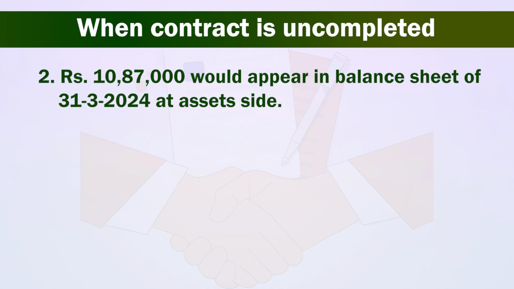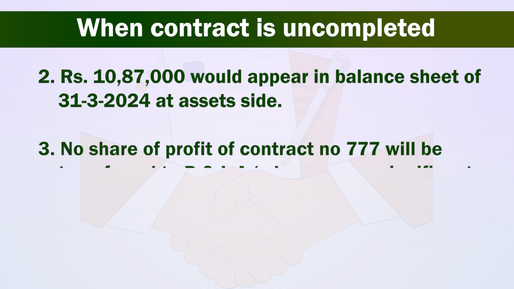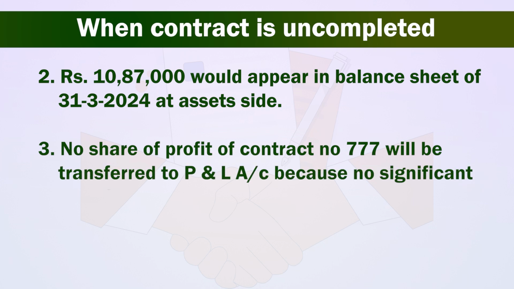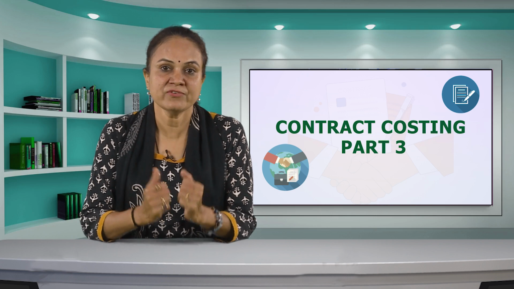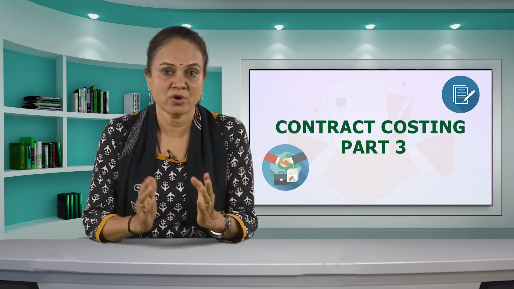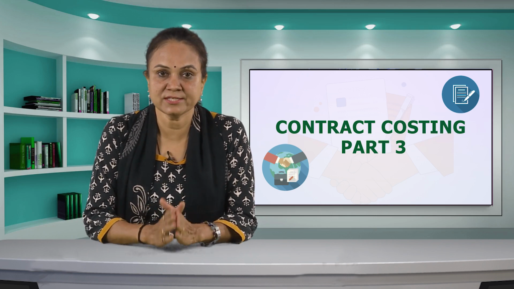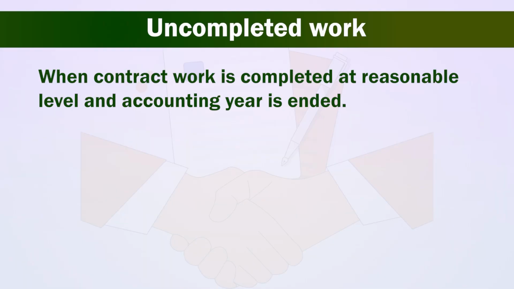Rupees 10,87,000 would appear in the balance sheet of 31st March 2024 on the asset side. No share of profit of contract number 777 will be transferred to profit and loss account because no significant work is completed. Now, we will study the second situation of uncompleted work with illustration: when contract is completed at a reasonable level and accounting year is ended.